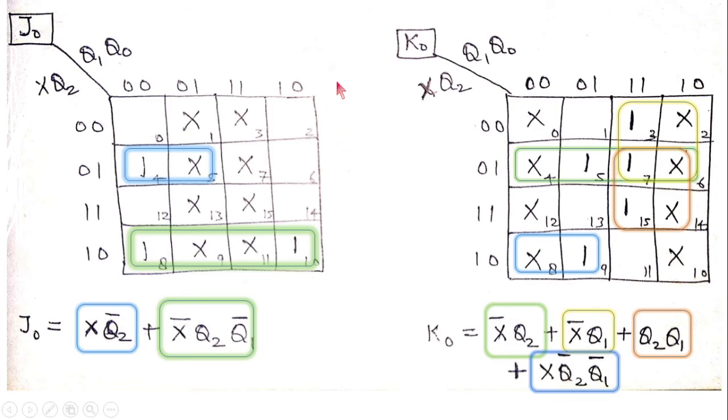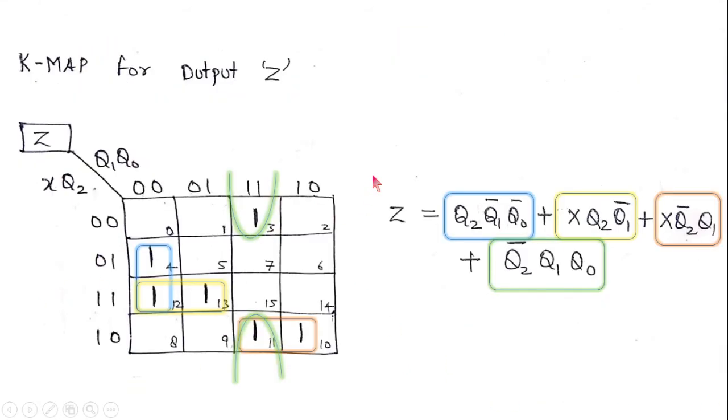Now the final point is to implement the circuit. How will we implement the circuit? Using these expressions, we will implement the circuit. The last part is the K map for the output.